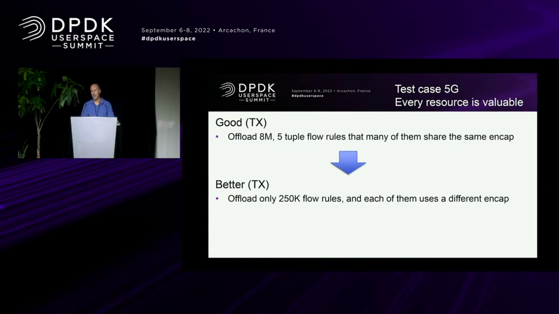A better approach, a much better one, will be to say, okay, instead of matching on 5 tuple, since it's partially offloaded, the application can give me a metadata to say, okay, this flow belongs to some session. So basically, I don't need to match on 5 tuple, I need to match on a metadata supplied by the application, and just based on that, do the encap. This will result in it being very easy. There will be only 250K rules, each one with a different encap, and we are simply matching those encaps. So much fewer resources are wasted.